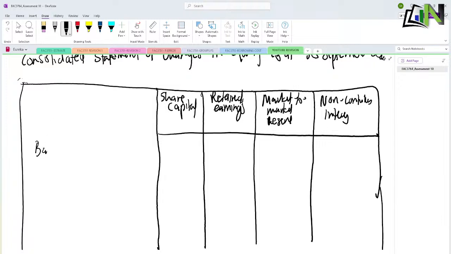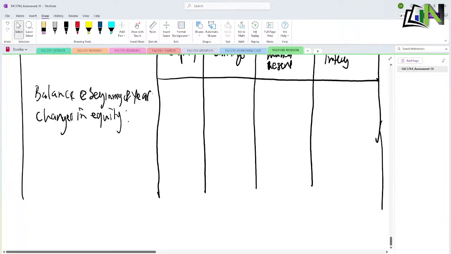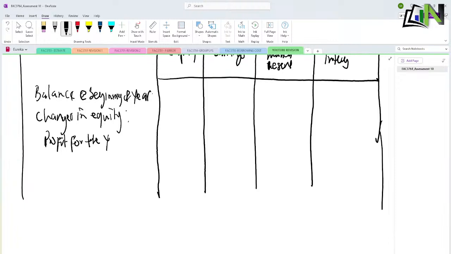Right, then balance at beginning of the year. All right, then we're going to have changes in equity. So we all know that we're going to have profit for the year, definitely. That one we definitely know about. We're going to have other comprehensive income as well because of the fair value adjustment. Then we're going to have definitely dividends.